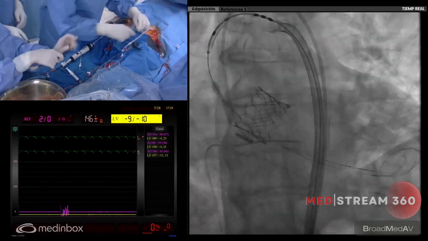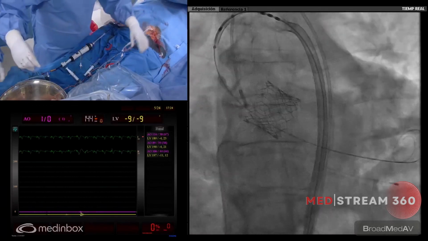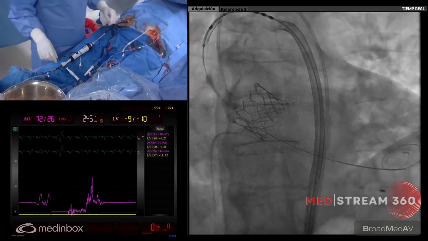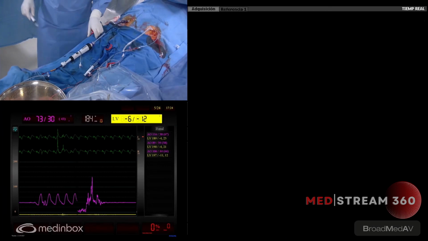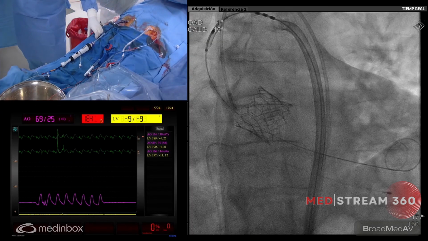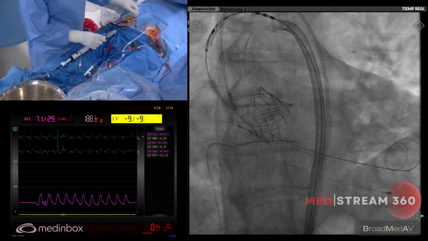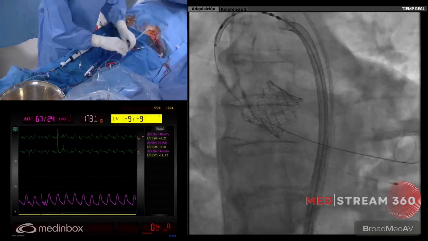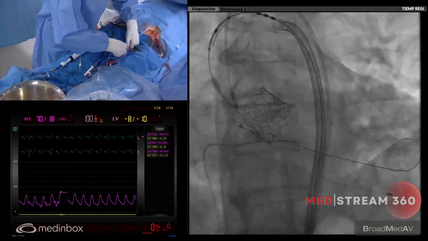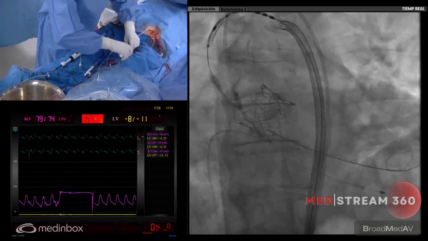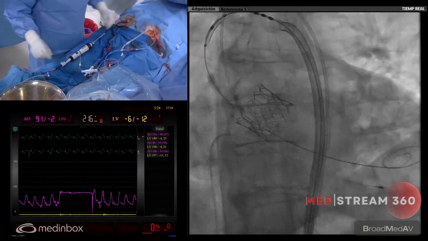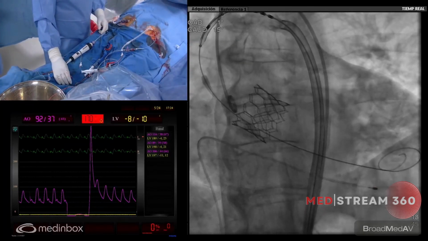This is a very unexpected situation again. This is when the team is ready for everything. We have to be prepared for everything. It can happen at any moment. This is interventional cardiology. So I think the position is okay.